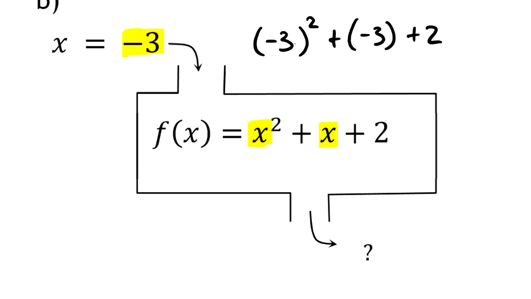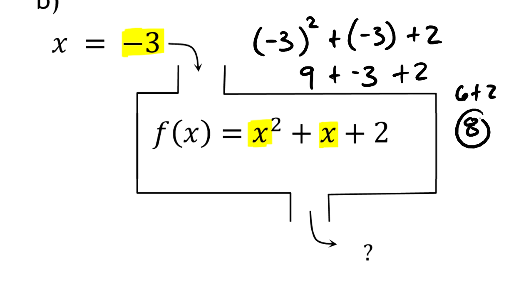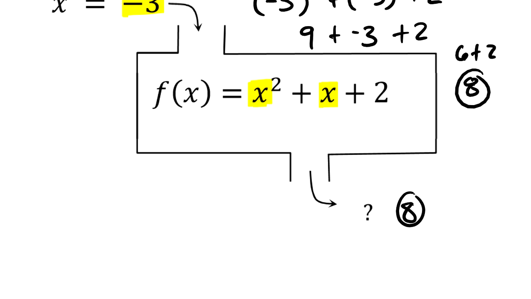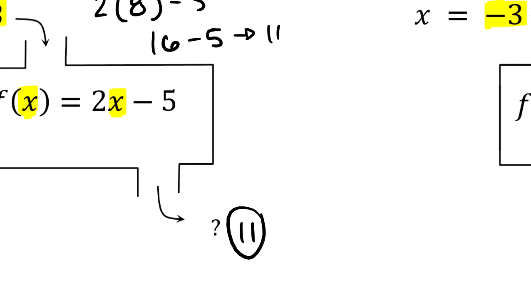So -3 squared is 9, and then I've got a 9 plus a -3, and then finally plus 2. I guess I'll go ahead and just do 9 minus 3, that gives me 6, and then 6 plus 2 is equal to 8. So when -3 goes into this function, it produces an output of 8. So the answer for part 2b is 8.